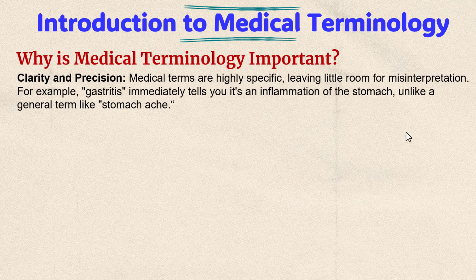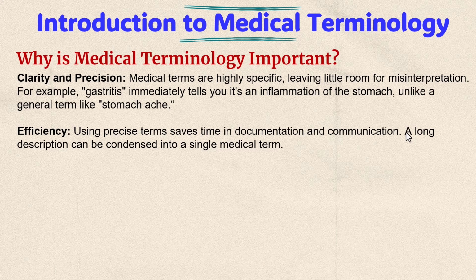So, why is medical terminology important? First, clarity and precision. Medical terms are highly specific, leaving little room for misinterpretation. For example, gastritis immediately tells you it's an inflammation of the stomach, unlike a general term like stomach ache. Efficiency. Using precise terms saves time in documentation and communication. A long description can be condensed into a single medical term.